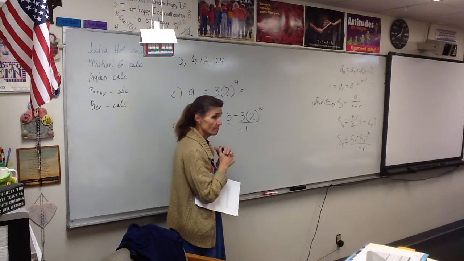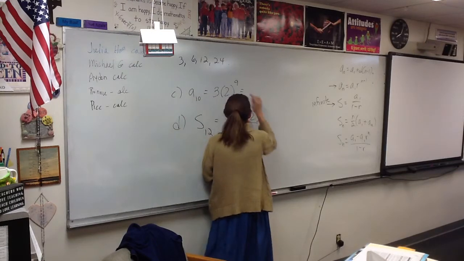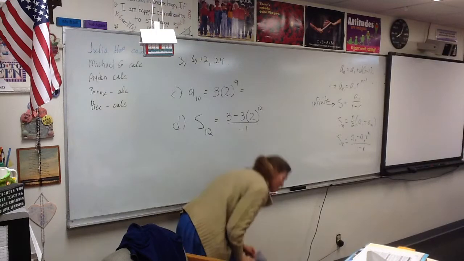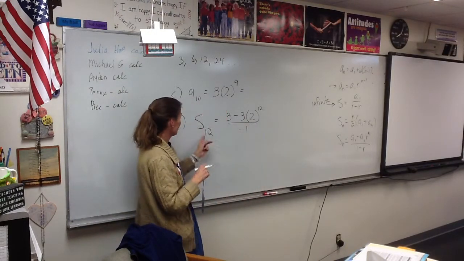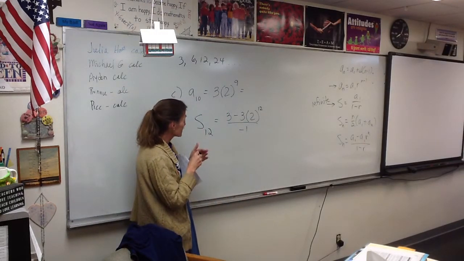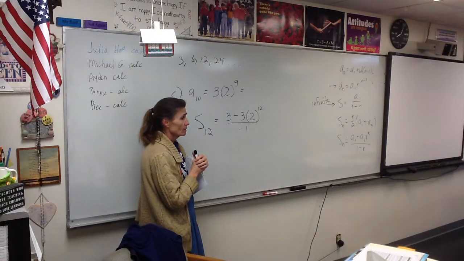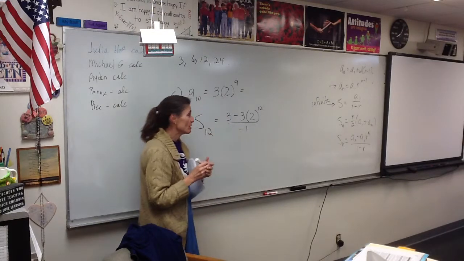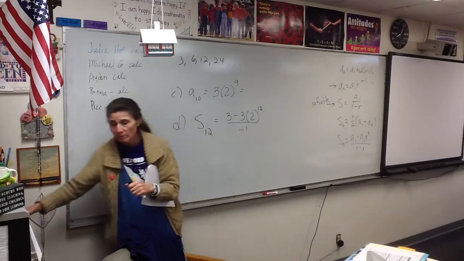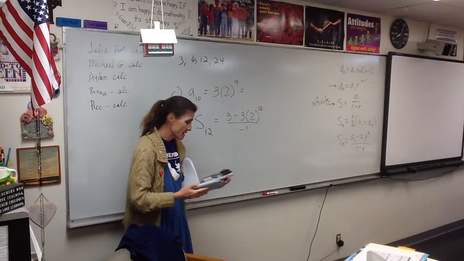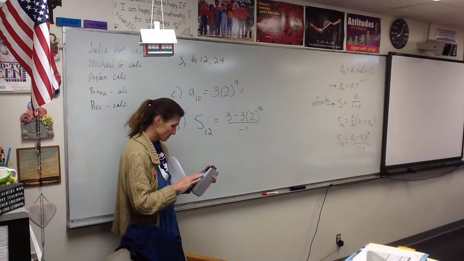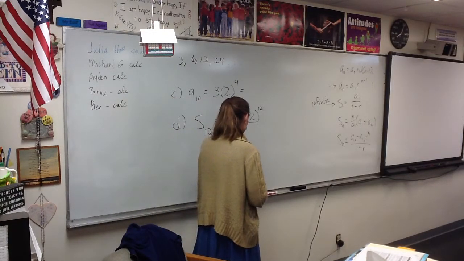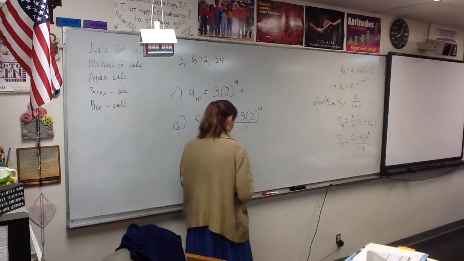Look at the formula. Oh, it should be the 12th. I'm sorry. I was thinking this one. Thank you, Delaney. You're right. It's to the 12th. We're finding the sum of 12 terms, not 10. Thank you. This one you're going to type in exactly as I wrote it. 3 minus 3 times 2 to the 12th, and then change the sign. So it should be 12285. Is that what you got?